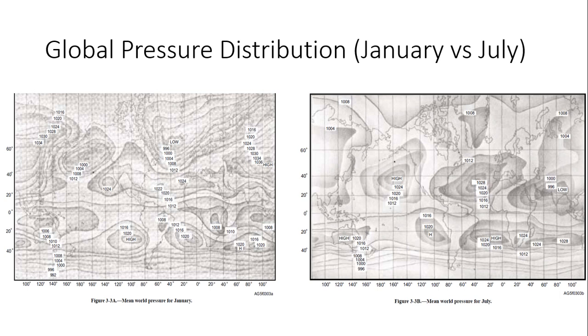Now, if I go to the right-hand graphic and show you July, things are different. You generally have the weakening of the low pressure systems. The low pressure belt weakens at 60 degrees north latitude in July. And you generally have stronger, larger high pressure systems that exist at the 30 degree north and south latitude area.